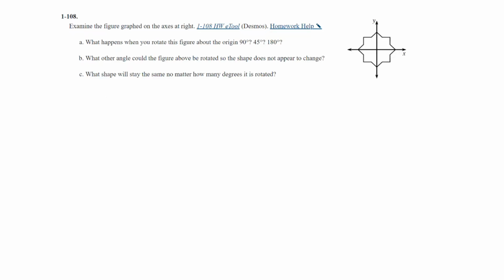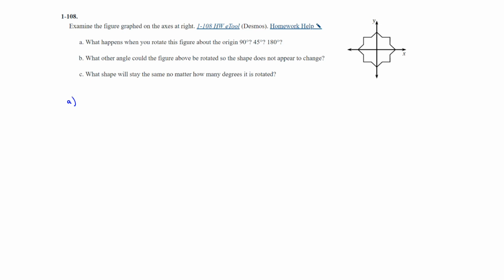Question 108, examine the figure graphed on the axes at the right. You can also use Desmos as well. What happens when you rotate this figure about the origin 90 degrees, 45 degrees, and then 180 degrees? So you can use Desmos. You can also use your tracing paper to help you out with these as well.